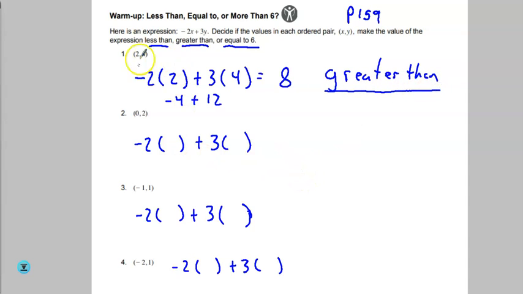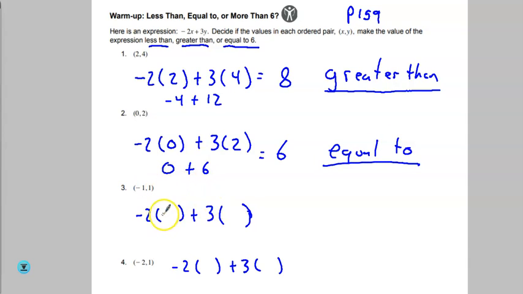Next one, it's 0 and 2 are your x and y. Negative 2 times 0, 3 times 2, 6. 0 plus 6 is 6. So is that less than, greater than, or equal to 6? This one is equal to 6.